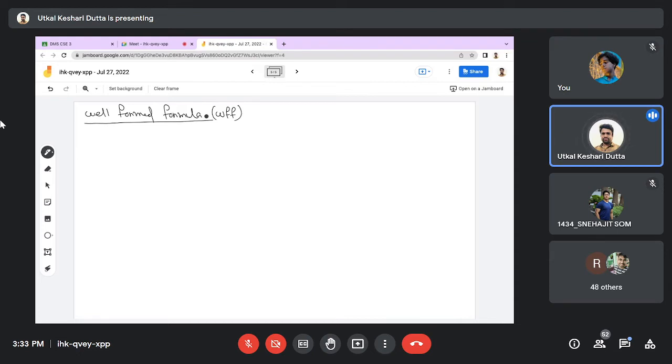So if it is not written in a well organized form, then that will not be a well-formed formula. If everything is written in brackets and the connectives are in the proper way, then it will be a well-formed formula. Okay, we'll see.